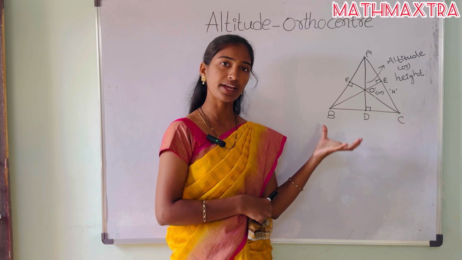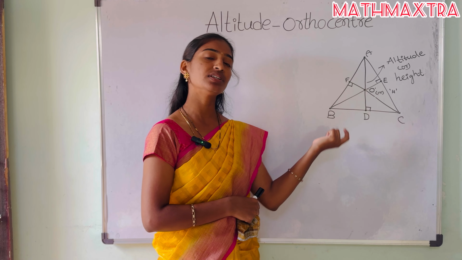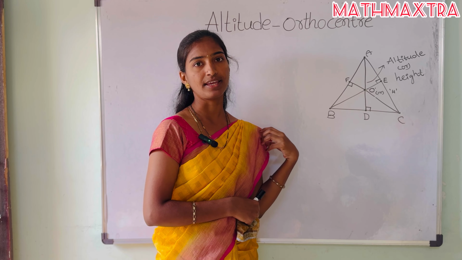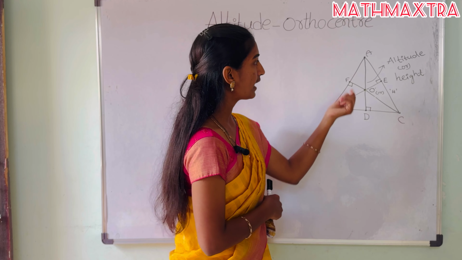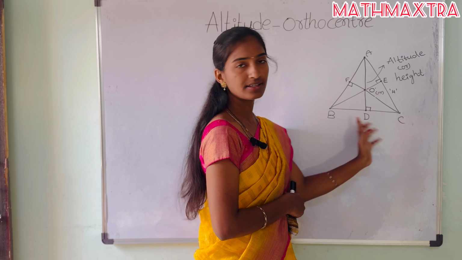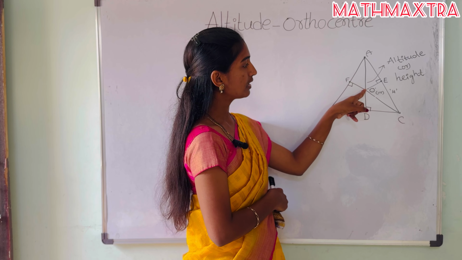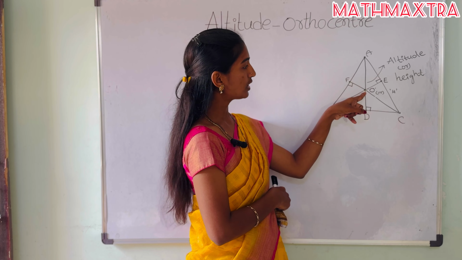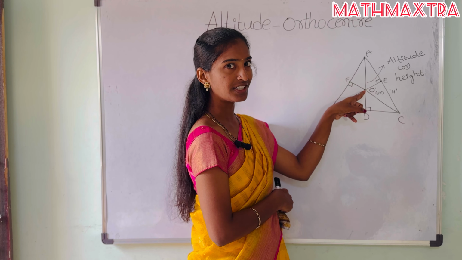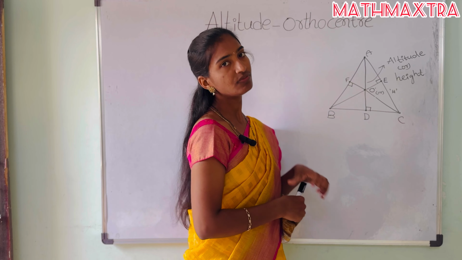If you consider an acute angle triangle, the orthocenter is always inside the triangle. See, this is an acute angle triangle, so all three angles are acute angles. So where is the orthocenter? The location of the orthocenter is the interior of the triangle.